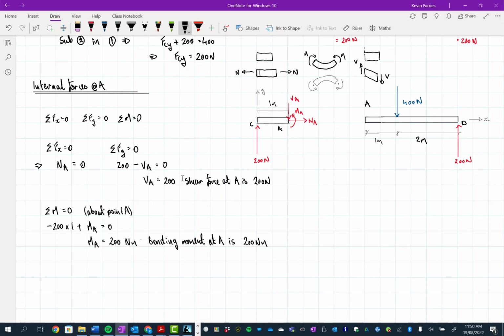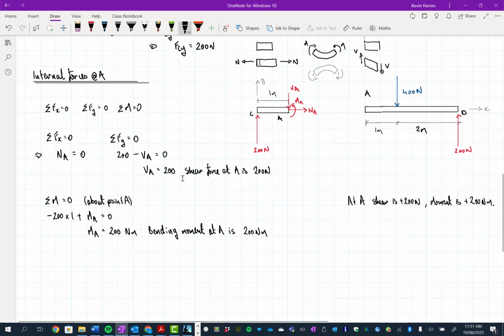And so we could write at A, shear is 200 newtons. You could even put positive 200 newtons. Moment is positive 200 Newton meters. Okay, so that's A.